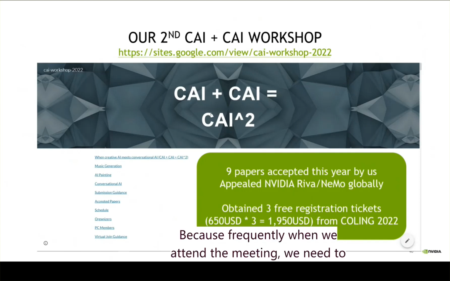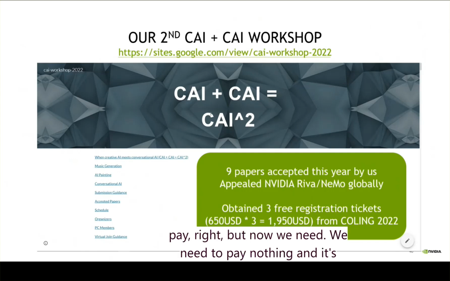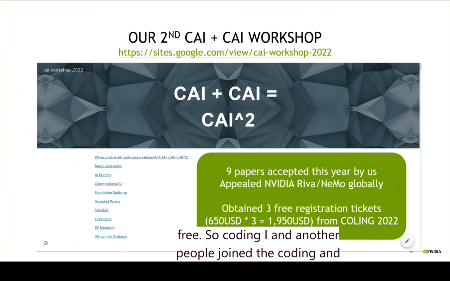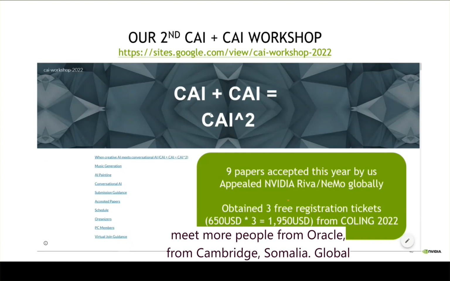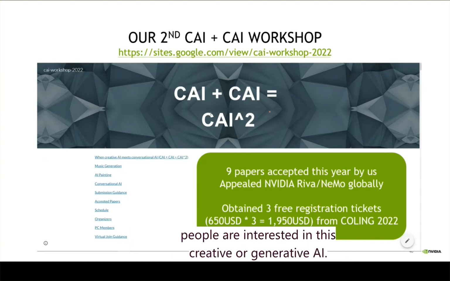Because frequently when we attend a meeting, we need to pay, right? But now we need to pay nothing. It's free. So Colin, I, and another person joined, and they gave a good presentation. And we also appealed our product, and met more people from Oracle, from Cambridge, so many global people are interested in this creative or generative AI.